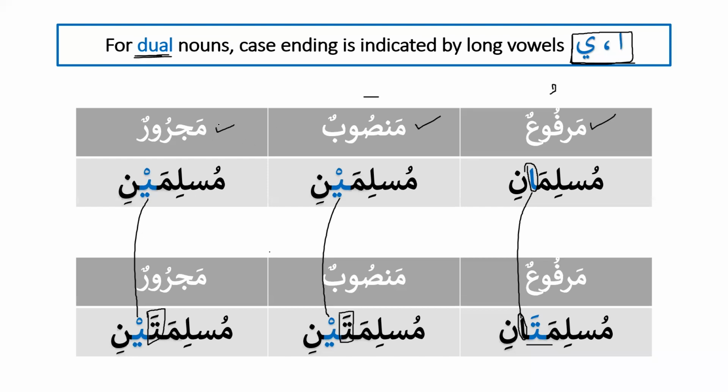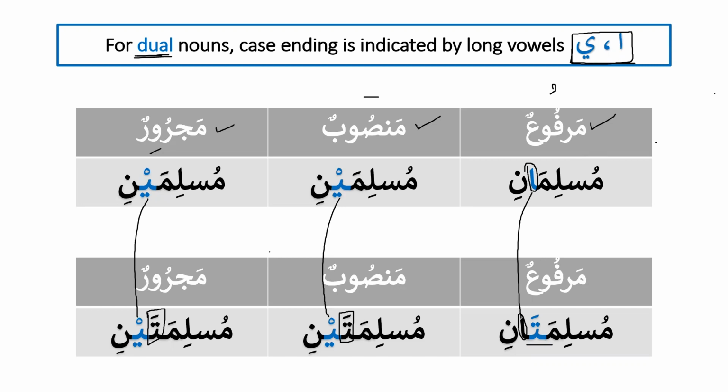And we have seen that the singular noun is marfu with dhamma, mansub with fatha, and majroor with kasra. And for the dual, we have seen that it is marfu with alif, and mansub and majroor with ya. And similarly for the feminine, it is marfu with alif, and mansub and majroor with ya. So it is ani, aini, tani, taini. Is this clear so far? Any questions? Where is fatha, dhamma?